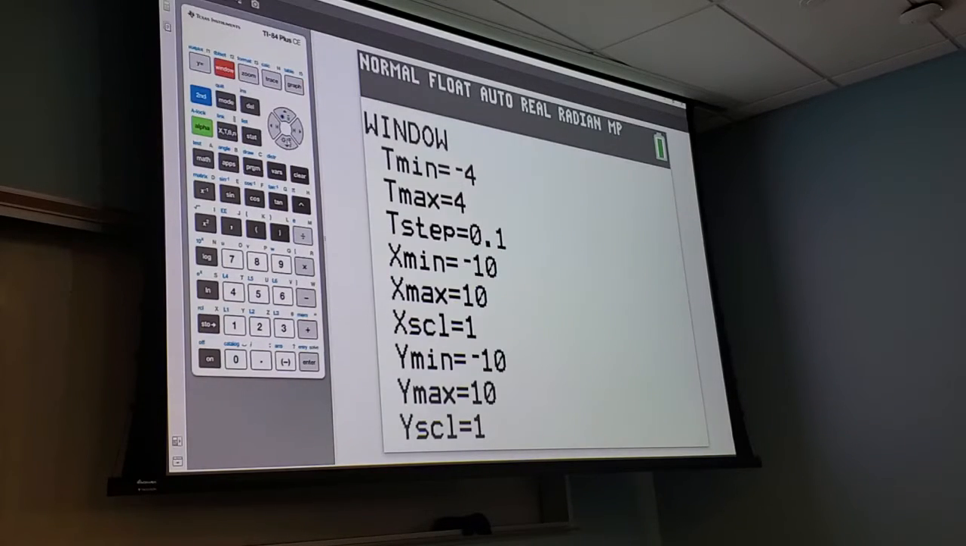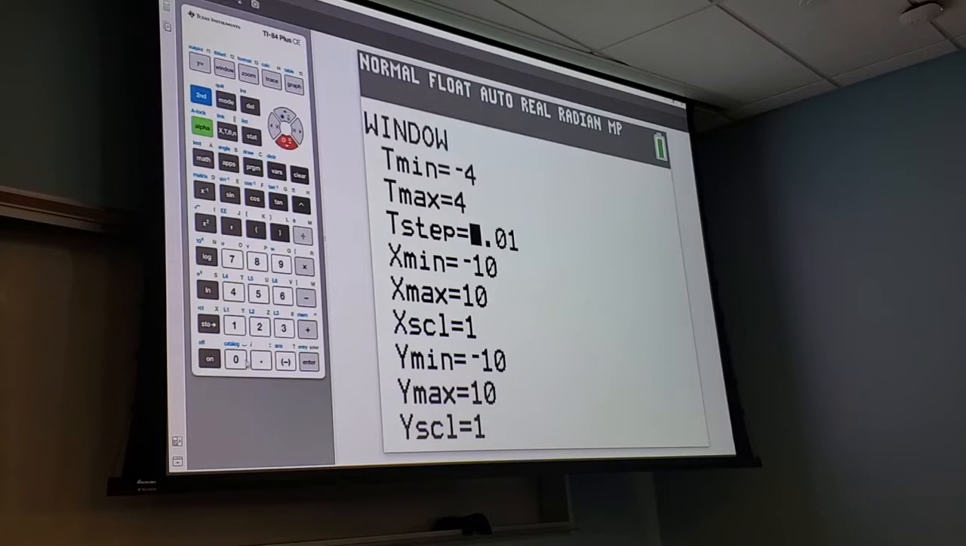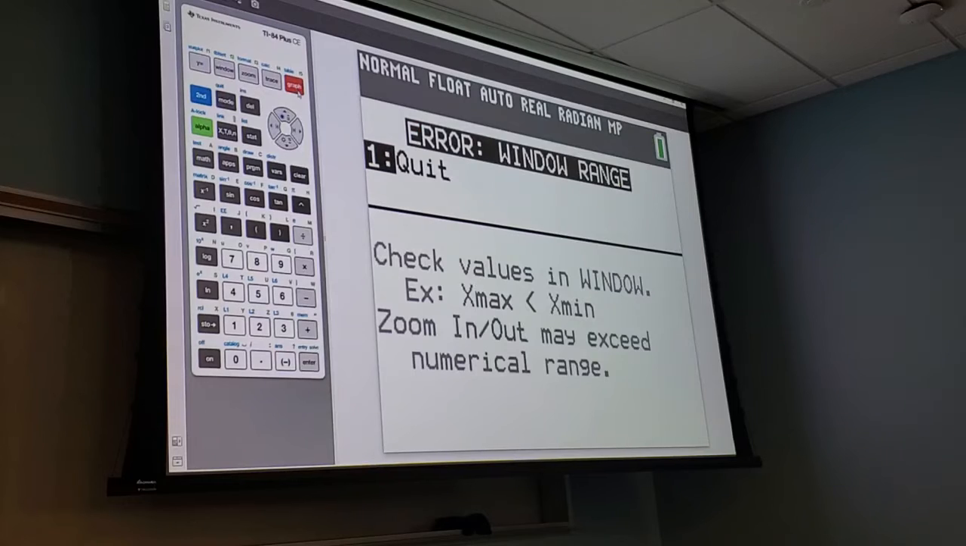Real quick, if I make the t step like 0.01, that means it's going to plot more points. It's going to take a little longer, but it's going to be nicer. What did we use for step? We used 1: -4, -3. I can make the calculator do it 0.0001. That's going to make it go really slow. Watch. Oh, it can't handle it.